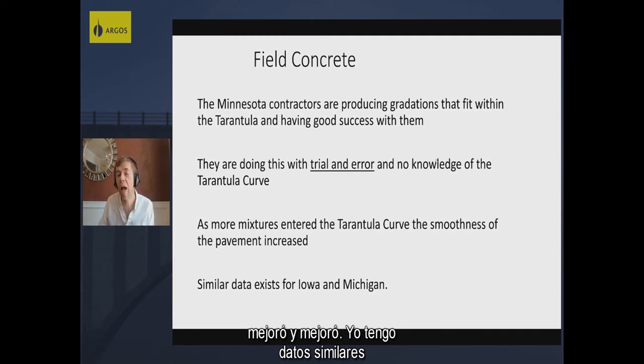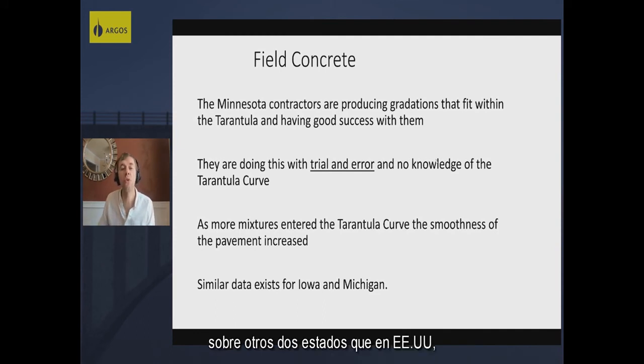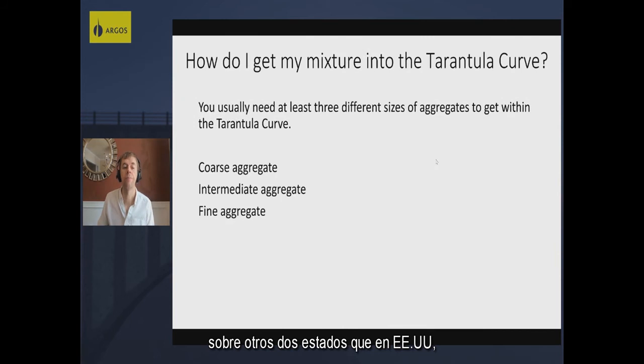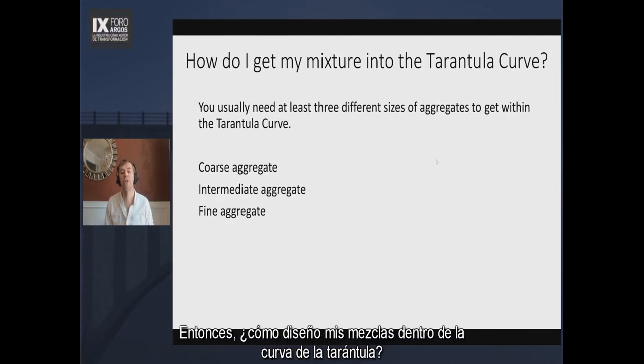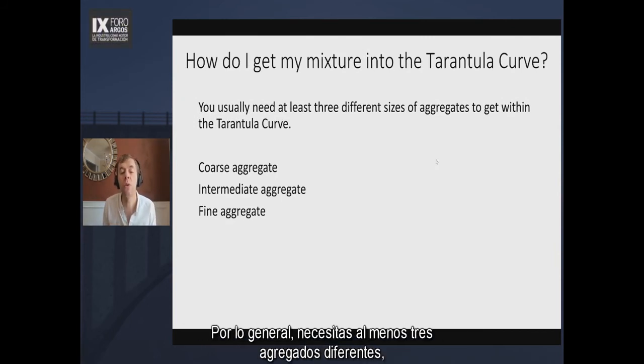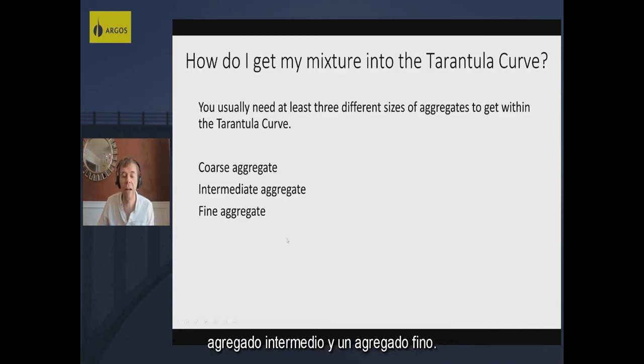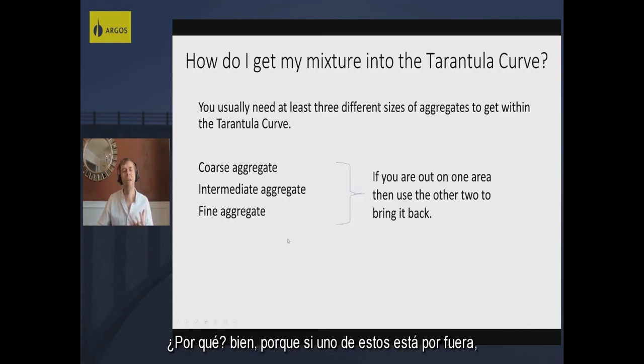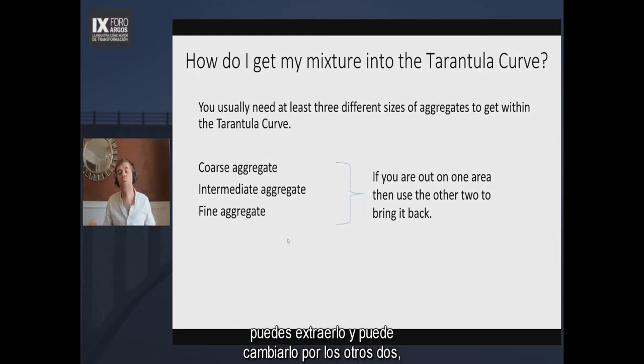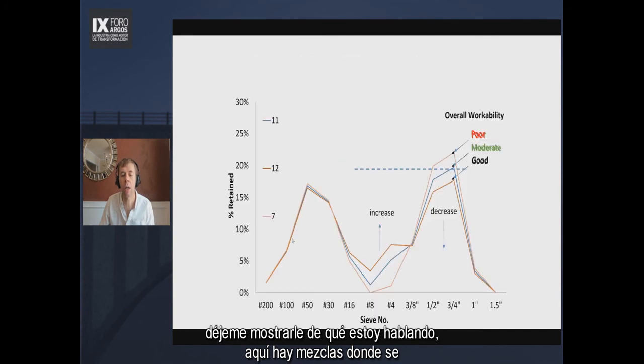And I have similar data for 2 other states. So how do I get my mixtures into the Tarantula Curve? Well, you usually need at least 3 different aggregate sizes. You need at least a coarse aggregate, an intermediate aggregate, and a fine aggregate. And why? Because if one of these is out, you can pull it and change it with the other 2. Let me show you what I'm talking about.